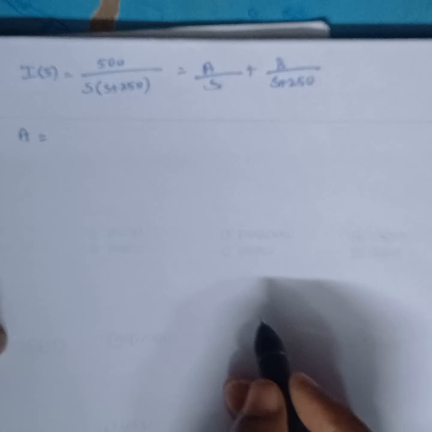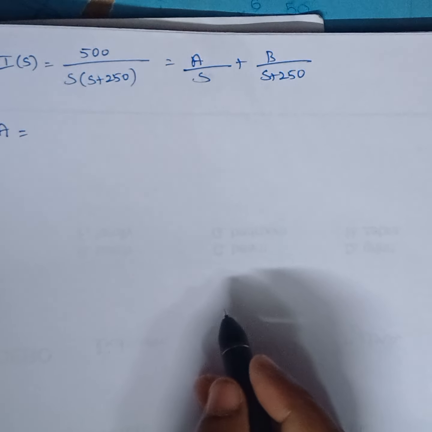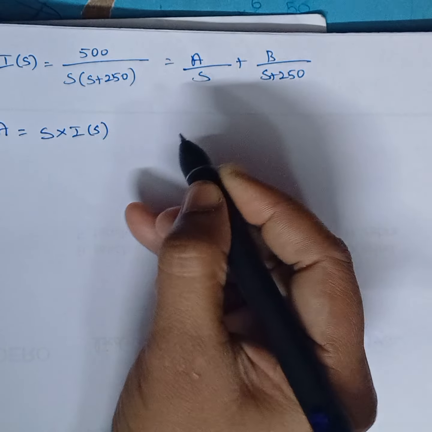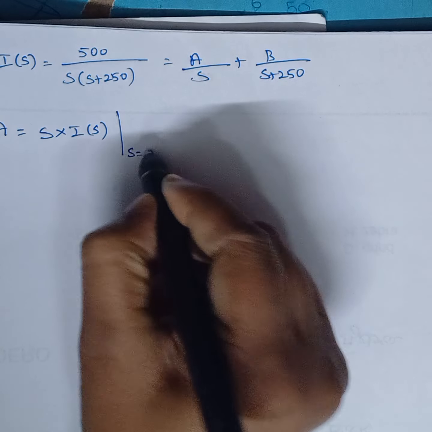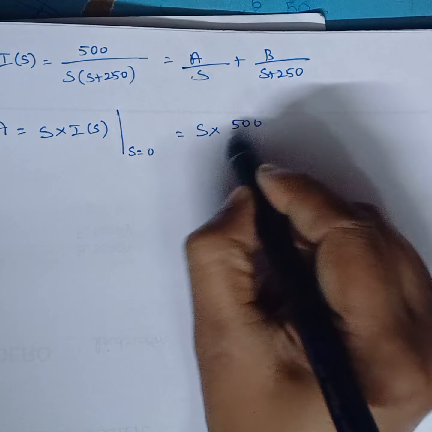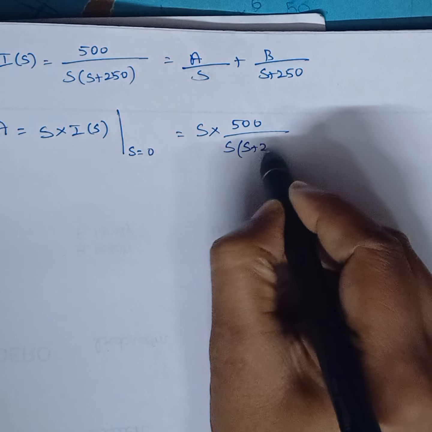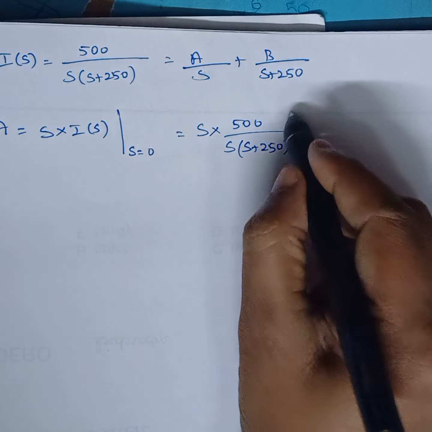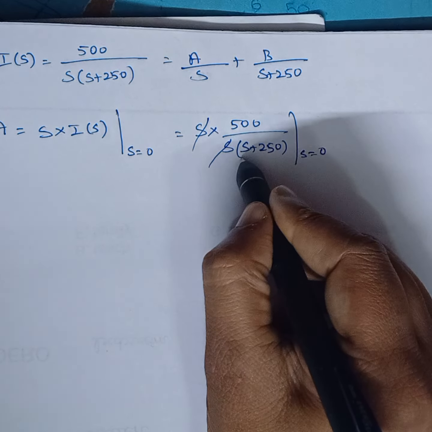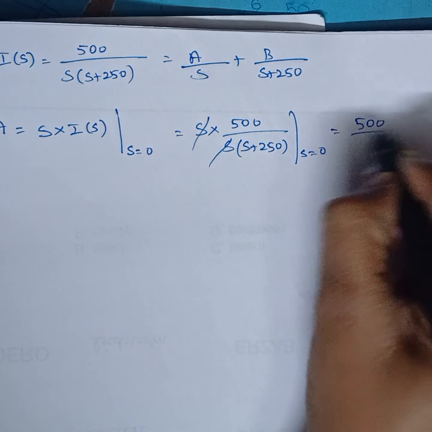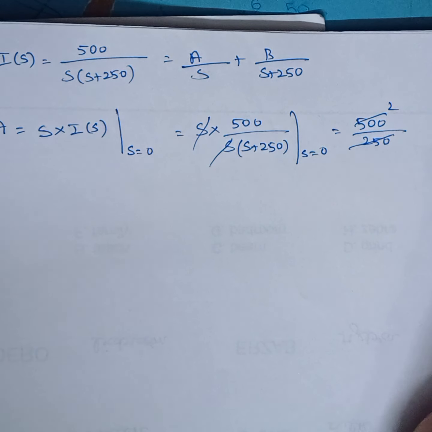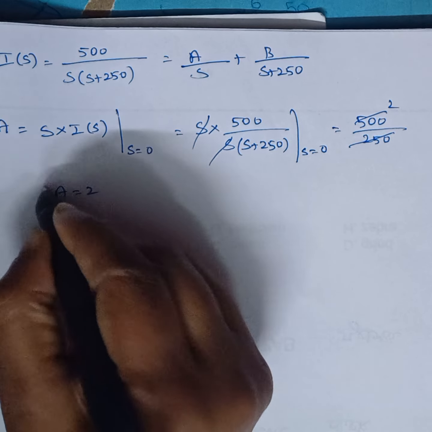A is equal to its root s into I of s, at s is equal to 0. So s multiplied by 500 divided by s into s plus 250, at s is equal to 0. So s gets cancelled. If you substitute s as 0, we get 500 divided by 250, which simplifies to A is equal to 2.